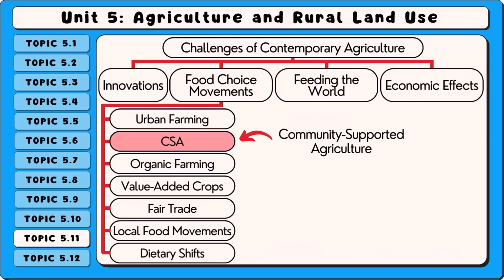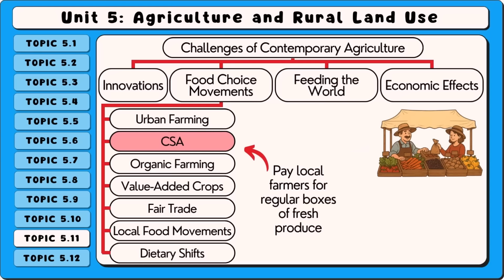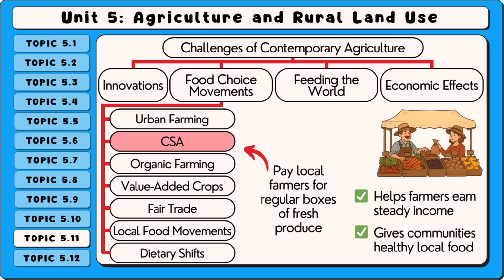Next is community-supported agriculture, or CSA. In a CSA, people pay local farmers at the start of the season and receive regular boxes of fresh produce. This helps farmers earn steady income and gives communities healthy, seasonal food grown nearby.